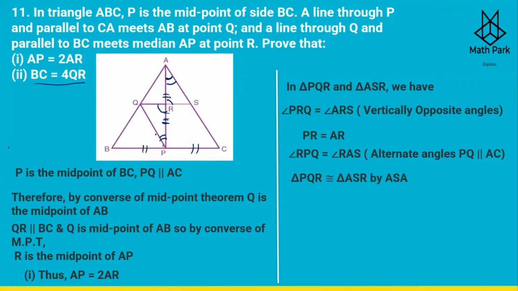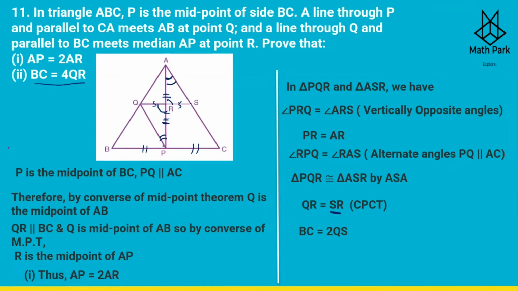Therefore, triangle PQR is congruent to triangle ASR by the angle-side-angle (ASA) criterion. Since the triangles are congruent, corresponding sides are equal. So you get QR is equal to SR by CPCT. Now, Q is the midpoint of AB and QS is the part of QR which is parallel to BC. Therefore, S is the midpoint. So QR is equal to SR already, and S is the midpoint.